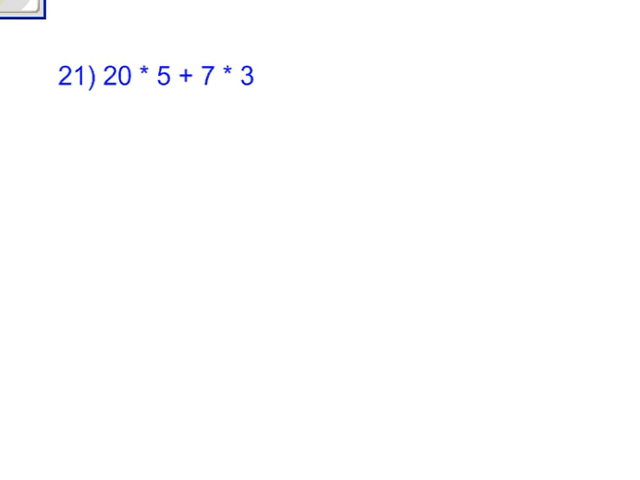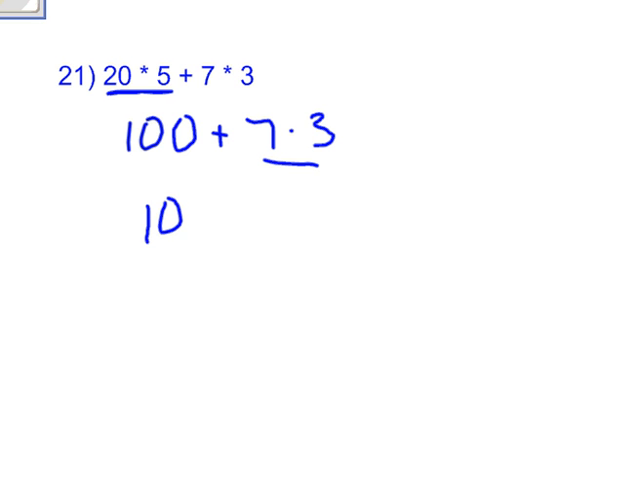Problem 21 on the review is asking us to use order of operations. If we look through this problem from left to right, we have to do multiplication first. So the first multiplication part that we come to is 20 times 5. 20 times 5 is 100. We rewrite the problem as 100 plus 7 times 3. Once again, we use order of operations left to right. We have to do the multiplication part first. 7 times 3 is 21. This will be 100 plus 21, which equals 121.